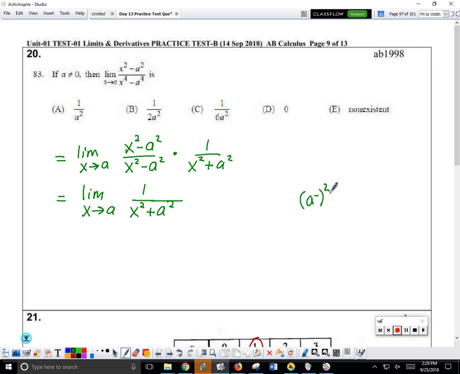What happens when you take A-ish and you square A-ish? What do you get? A squared-ish. And yes, it's the bad. A squared plus A squared is 2A squared. It's really, really close to 2A squared. So that's why the limit is 1 over 2A squared. Okay. Oh gosh, that makes sense now.